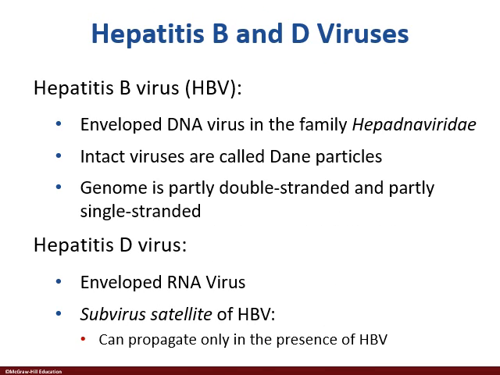Now, Hep B and Hep D. Let's talk about these two. Hepatitis B virus. Well, now we're looking at an enveloped DNA virus. Remember, A and E were naked RNA viruses. Hep B, enveloped DNA virus. Okay, why do we still call it hepatitis if it's a different genome? Because it still infects the liver preferentially.